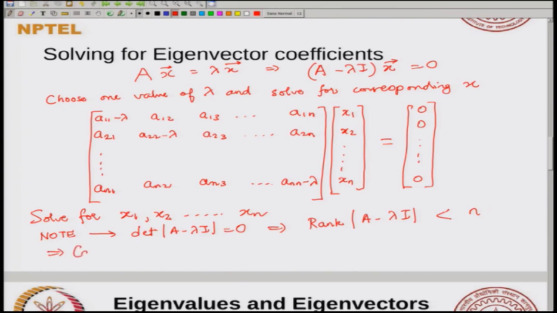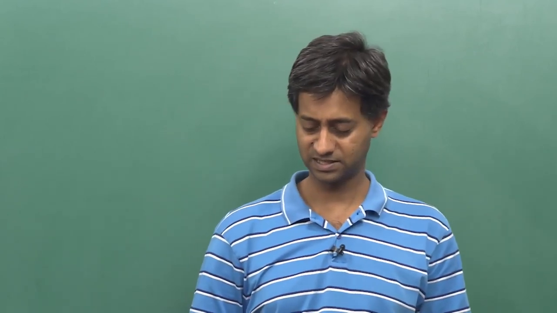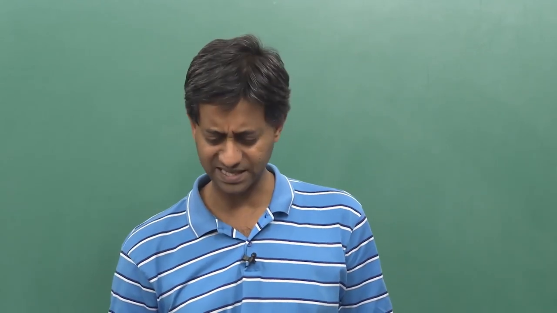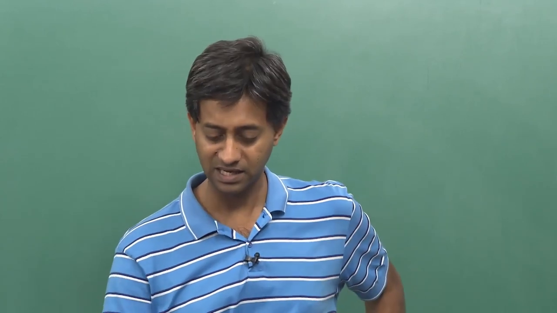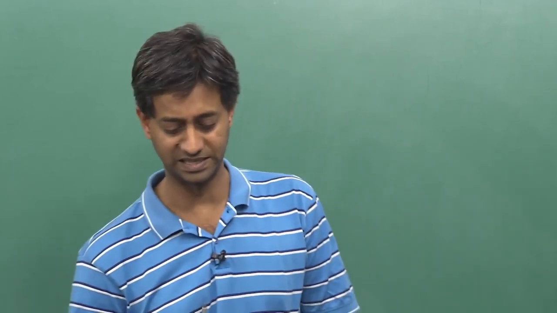That basically implies that you cannot determine all of x1, x2, etcetera up to xn uniquely. So there is no unique choice of these x1, x2 up to xn. In fact, typically what we do is we set one of them to some number and express all of them in terms of that single coefficient. We'll see an example of how to do this, but the point is you should keep in mind that whenever you have eigenvectors, you cannot determine the eigenvector uniquely.